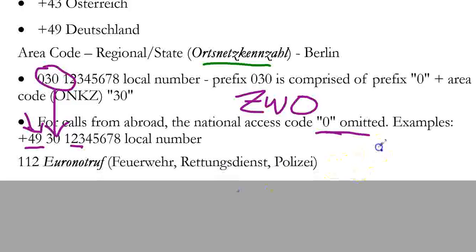In the US, the emergency number is 911. In Germany, 112. So, Euro-Notruf. So, Not is emergency, Ruf is call. So, Feuerwehr, the fire department, Rettungsdienst, that's like your ambulance care, and Polizei, police. You would dial 112, 112.